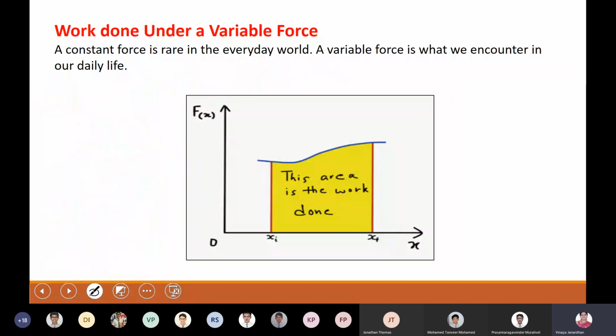Look at the graph, boys. Now the blue line represents the variation of your force with displacement. Is it a straight line? If it had been a straight line, then your force would have been taken to be a constant. But look, the force itself is variable.